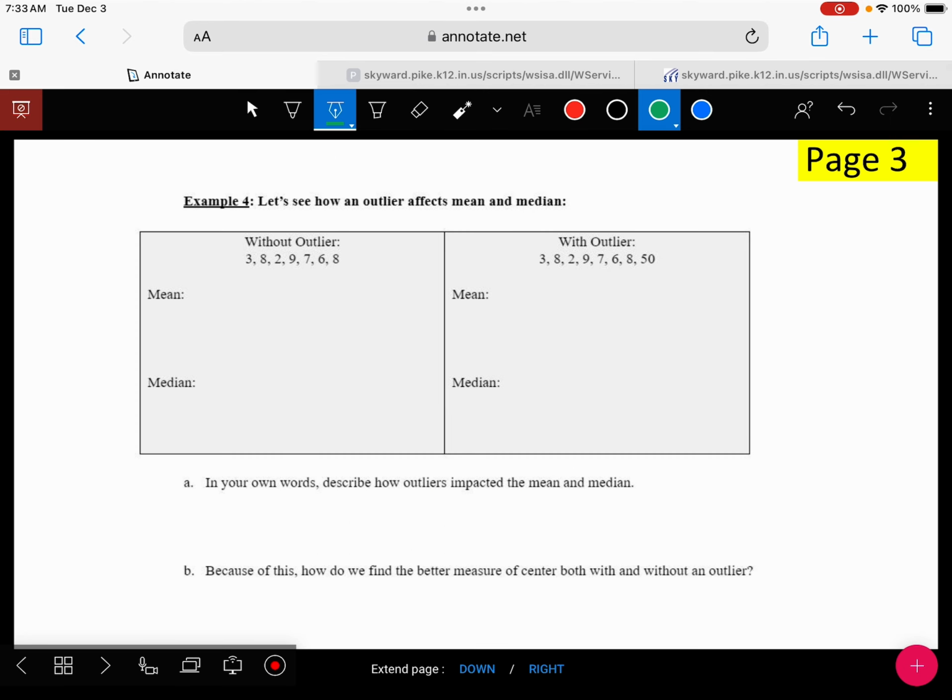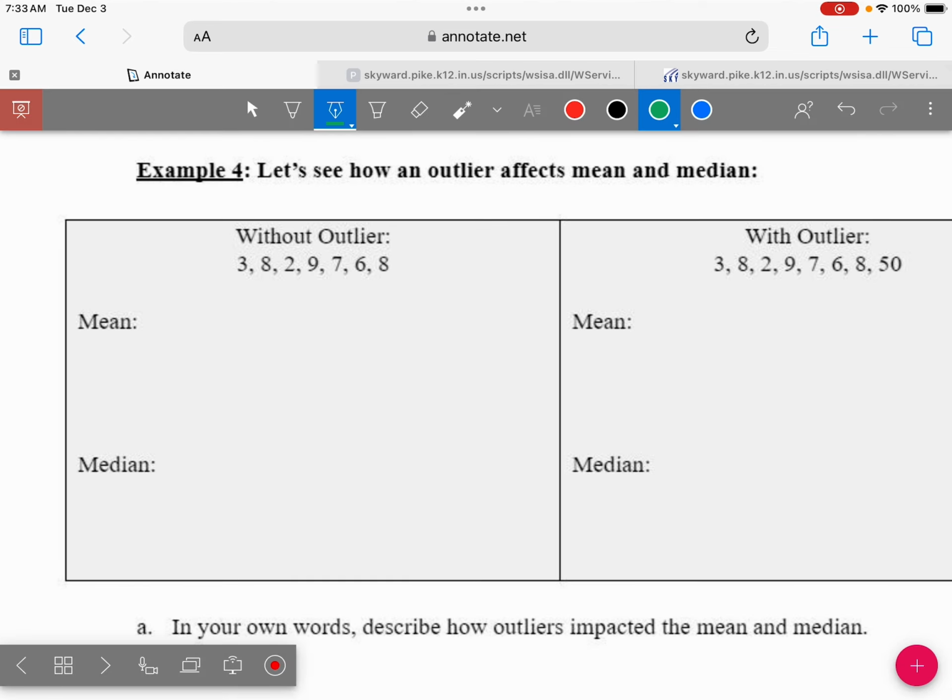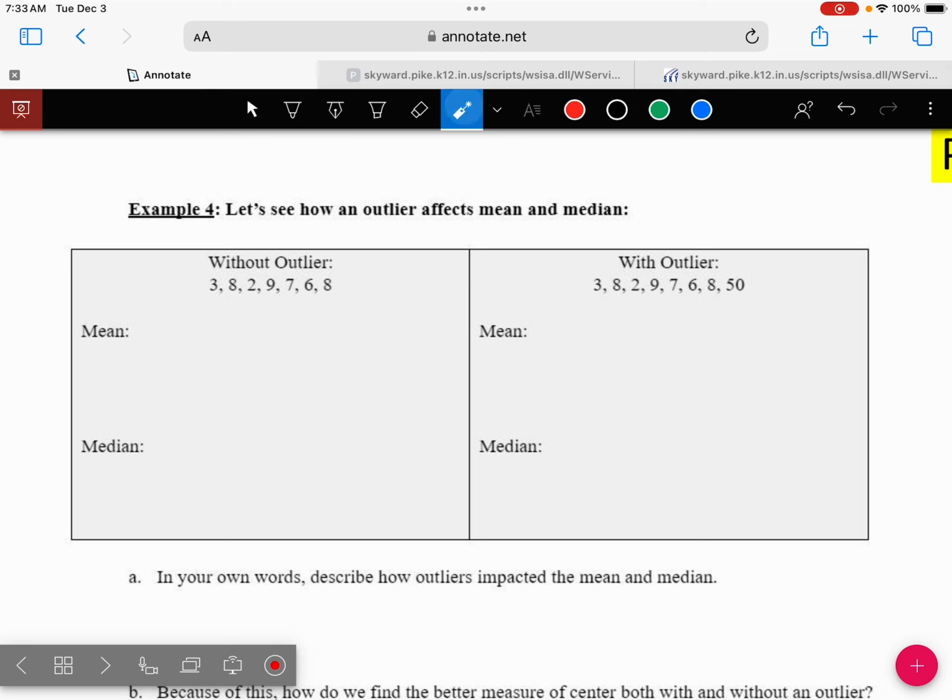Okay, so now let's go ahead and do the same thing. I want you to look at these two. Notice how we have these numbers. What do you think the outlier is? What number is the outlier in this data set? The 50. So I want you to take a minute and find the mean and the median of both of these data sets.